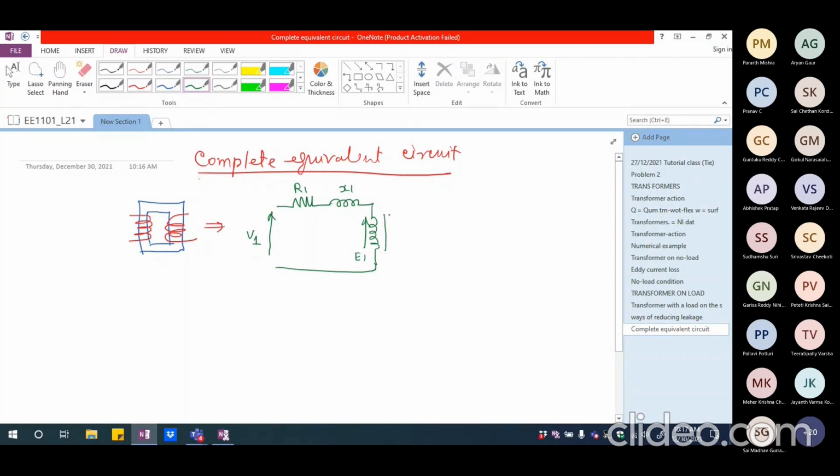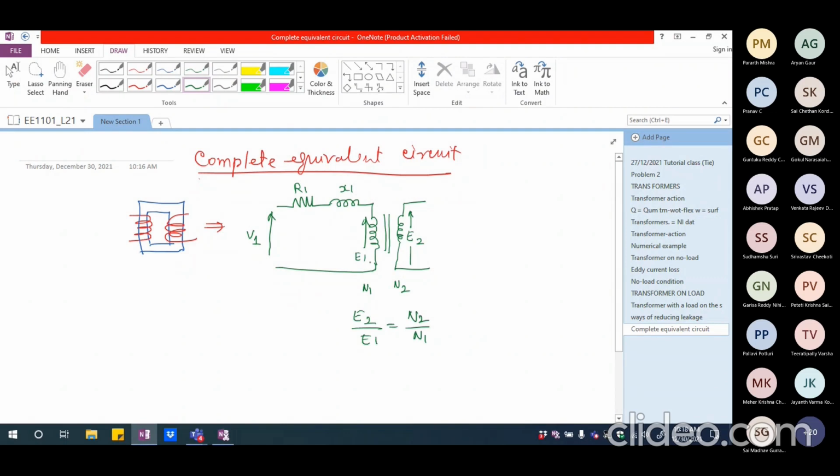Now I'm going to have an iron core which is making sure that the primary winding and secondary winding are mutually coupled with each other. Primary winding is having N1 turns and secondary winding is having N2 turns. So because of the mutually coupled flux, I'm going to have E2 as the voltage that is induced in the secondary winding as well. And I should have E2 by E1 equal to N2 by N1.